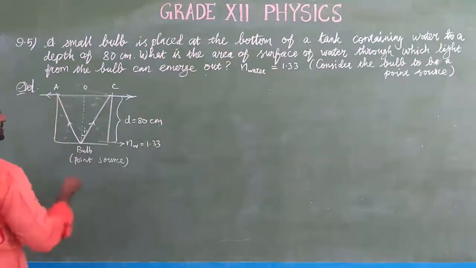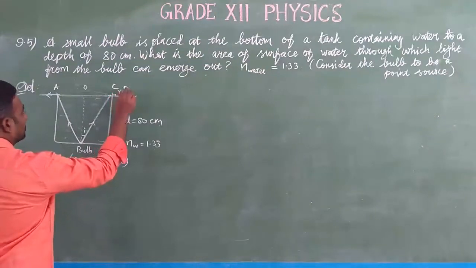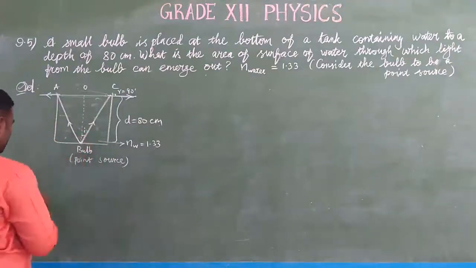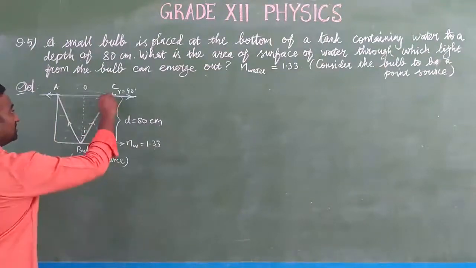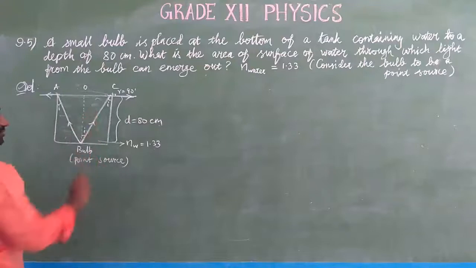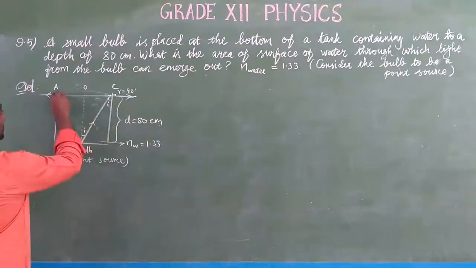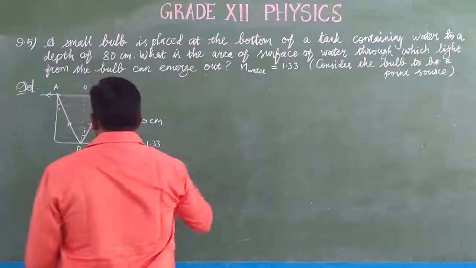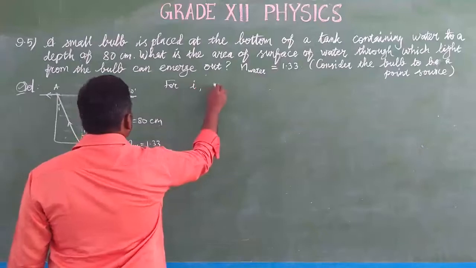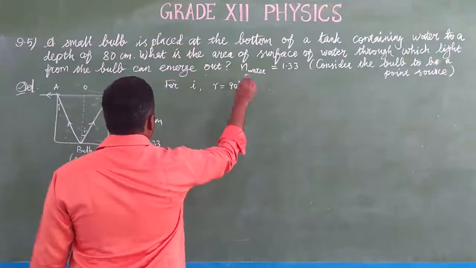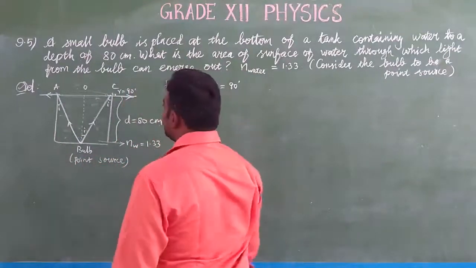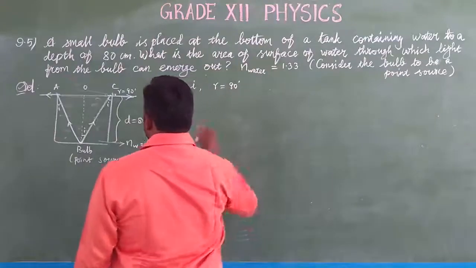So here the angle of refraction is 90 degree. On both sides it is 90 degree. If this is the angle of incidence, this is also an angle of incidence. Both the opposite angles are the same. From the figure we can write that for the particular angle of incidence, the angle of refraction becomes 90 degree, which is called the critical angle. So we know the angle of refraction is 90 degree from the figure.